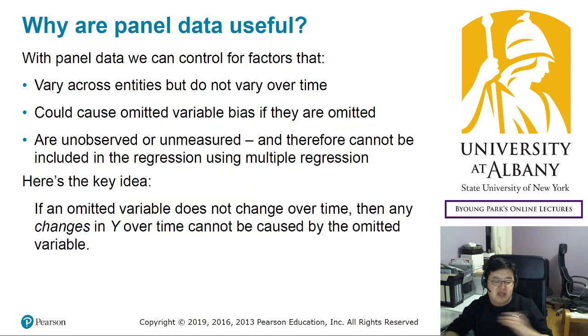I don't know what is good or what is special about Tesla stock, but if you could observe all the characteristics of the firm, then it would be great. But without observing them, the omitted variable bias can be handled by the panel data structure. So that's something very interesting, and you will see how we can handle that in an example soon.